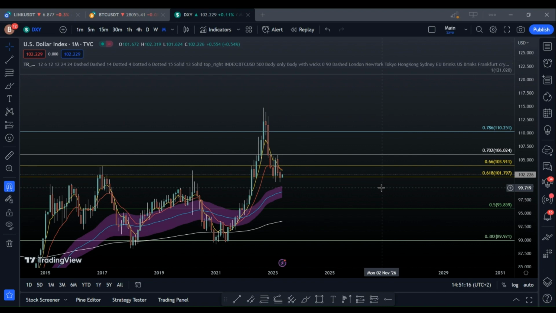And once again, this is not financial advice or investment advice. This is only projections, and I do not have a crystal ball.